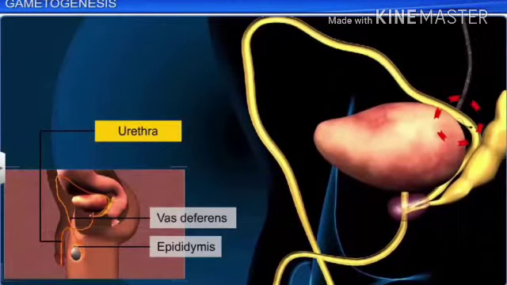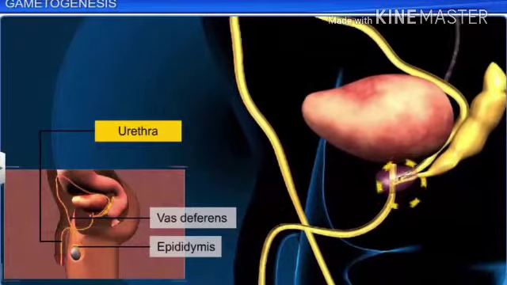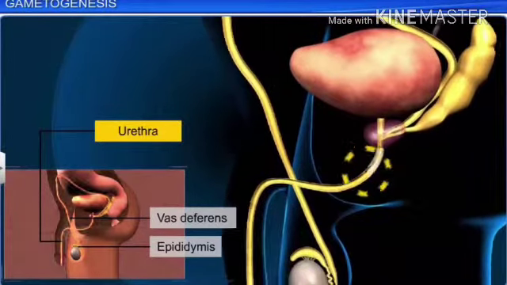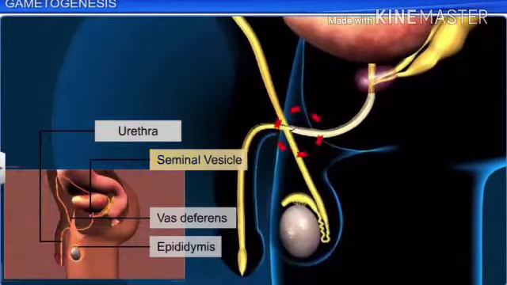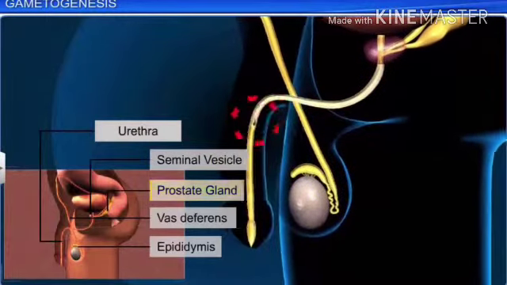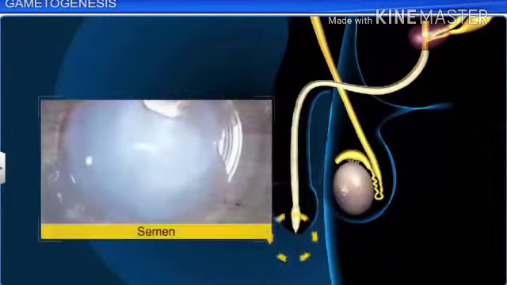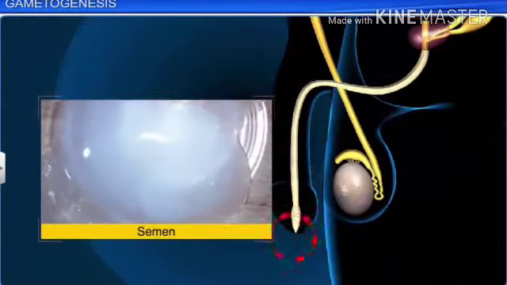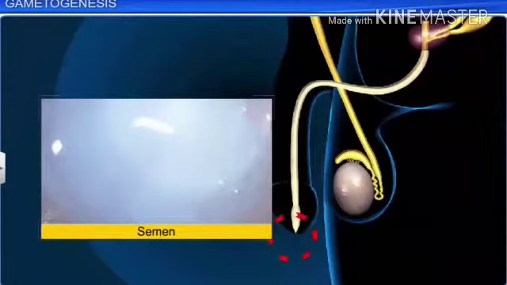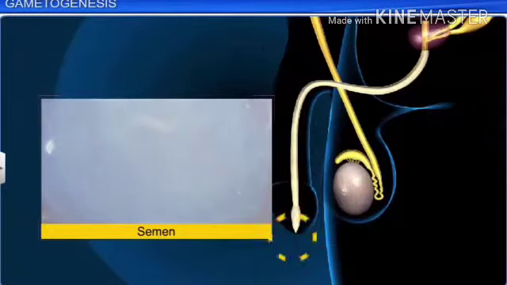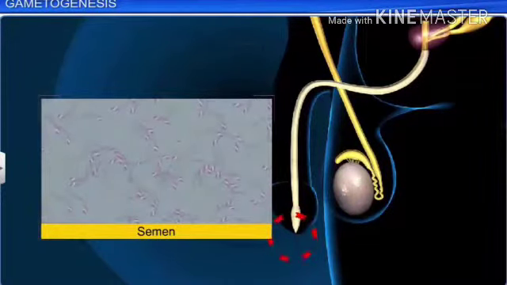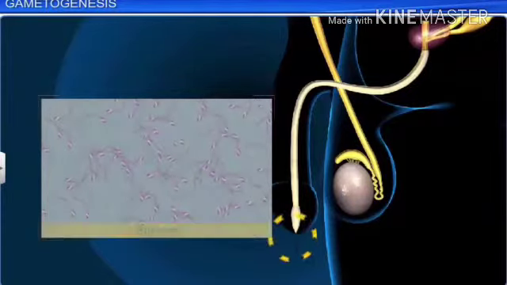As the sperms pass through the different tubes, they mix with fluids secreted by the seminal vesicles and prostate gland to form a mixture called semen, which is ejaculated by the penis. Did you know that semen released during a single ejaculation contains 200 to 300 million sperms?